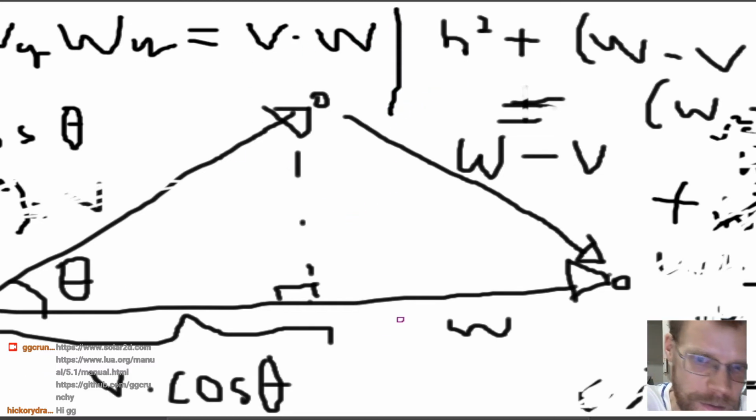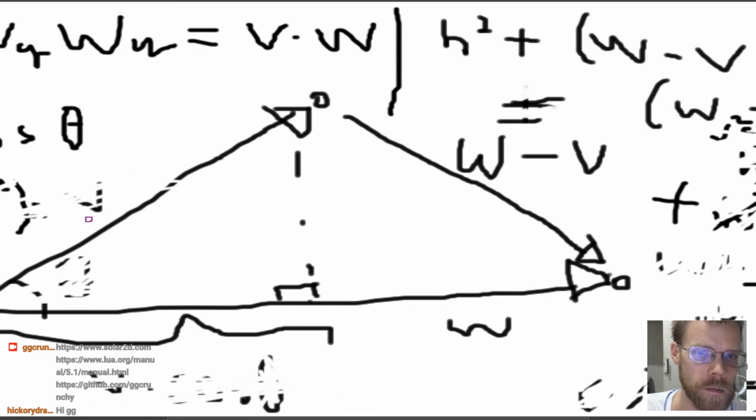And since it gives you the cosine, you never actually need to know anything about the triangle. You don't need to know the angle. You just need to know the vectors. And so if we had no idea about this or about this, but we just had V and W.